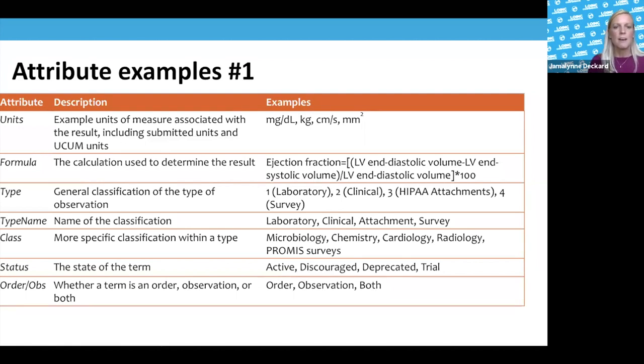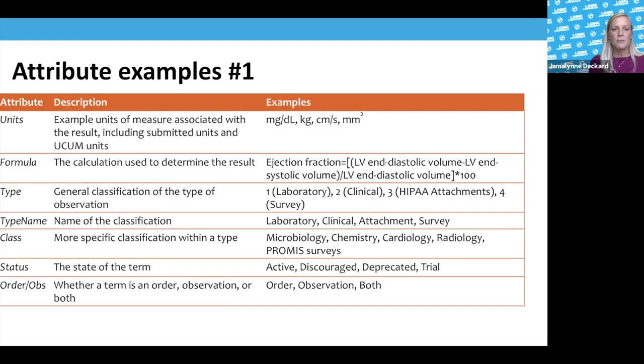So we have units and formula that may be provided if the method is calculated. The type of term, whether it's a laboratory, clinical, or survey. The type name, so that defines the type. The type is the 1, 2, 3, or 4, so it's the number. And then the type name shows the name of the classification. And then the class is kind of the subtype within each of these. So examples are microbiology and chemistry, which are subtypes of laboratory, but we define those as a class, or others think of them as like the category.